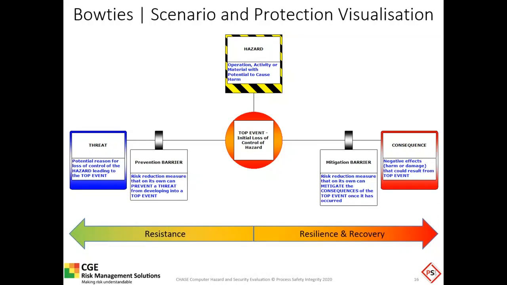The top event can be caused by a number of different threats, and you aim to prevent those threats becoming the loss of control by prevention barriers or countermeasures. And if and when you experience that top event, you aim to reduce or avoid the effects through mitigation barriers.